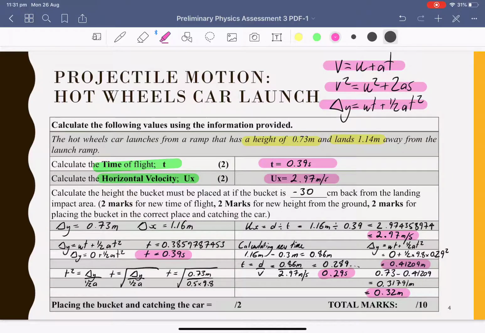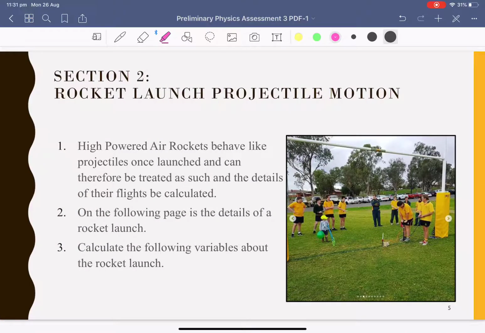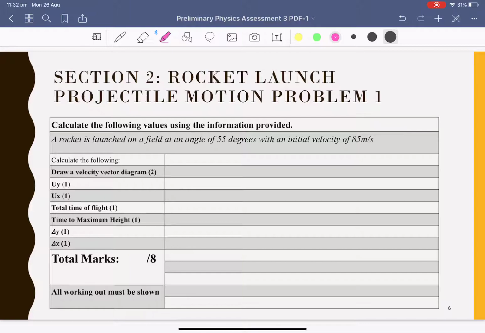I'm going to move on to question 2. So question 2 is launching a rocket or a projectile at an angle of 55 degrees. The question says the first thing you have to do is draw a velocity vector diagram. As you can see, I'm just drawing a triangle here, and we don't want to rub that out.